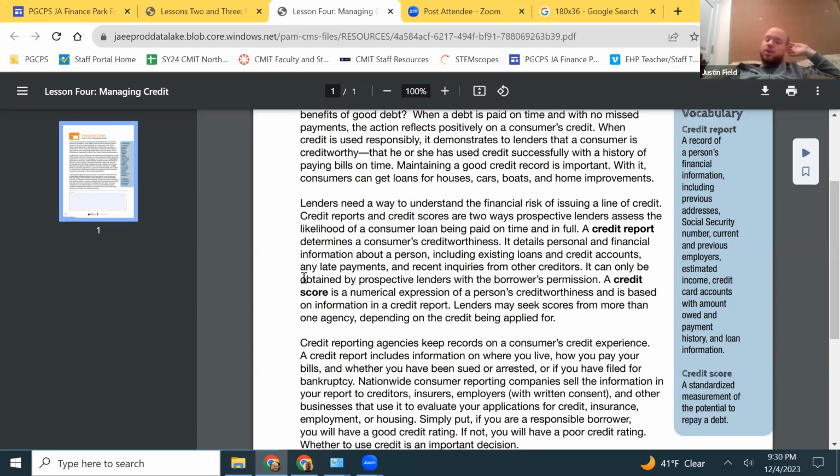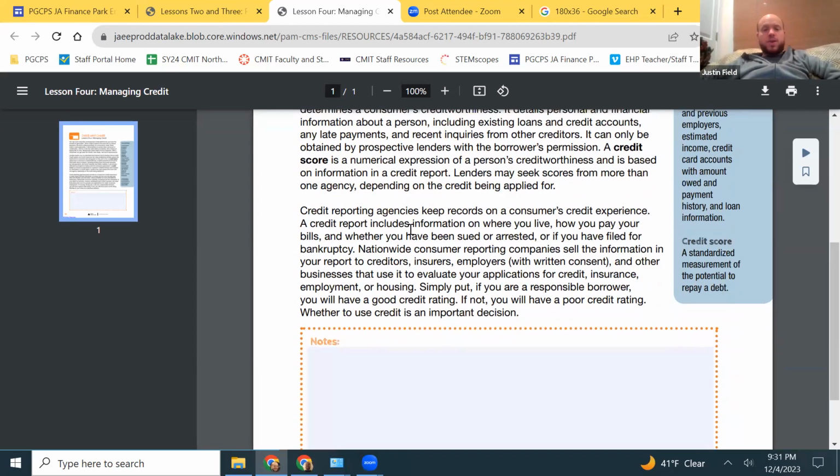A credit score is a numerical expression of a person's creditworthiness and is based on the information in a credit report. Lenders may seek scores from more than one agency depending on the credit being applied for. Credit reporting agencies keep records on a consumer's credit experience. The credit report includes information on where you live, how you pay your bills, and whether you have been sued or arrested, or if you have filed for bankruptcy.